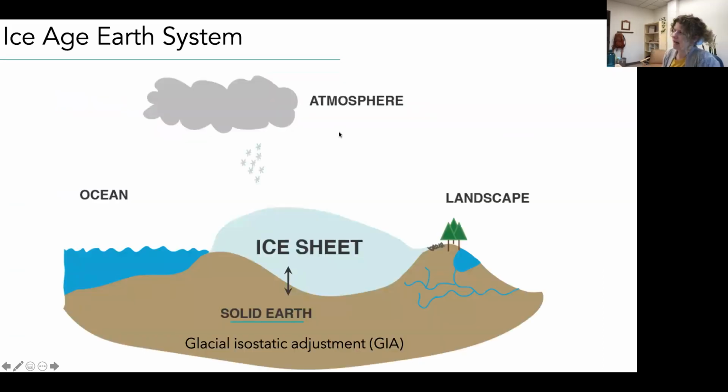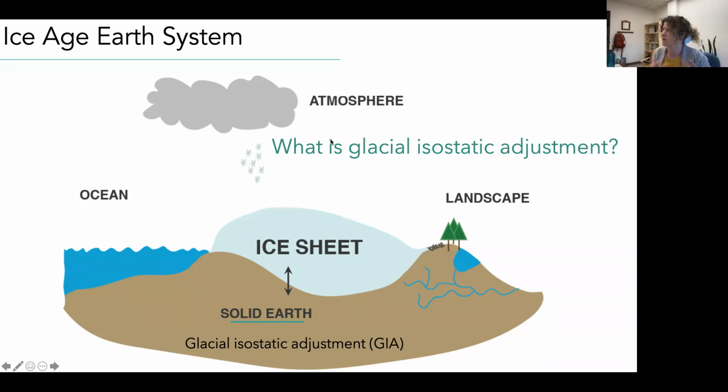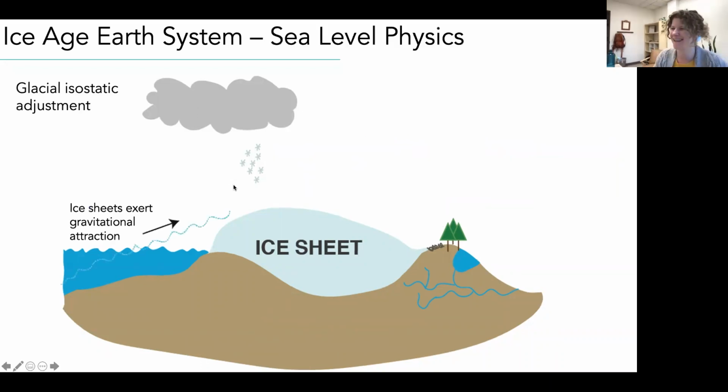Ice sheets have an influence on a number of surface processes, including landscapes, the atmosphere, and oceans. In my research, I focus on the interaction of ice sheets with the solid Earth in a process called glacial isostatic adjustment. What is glacial isostatic adjustment? It sounds like a complicated word, and it is a little complicated. Glacial isostatic adjustment refers to a few different processes in which ice sheets interact with the solid Earth and change sea level. Ice sheets can change sea level globally through these interactions, and I'm going to focus on this process.